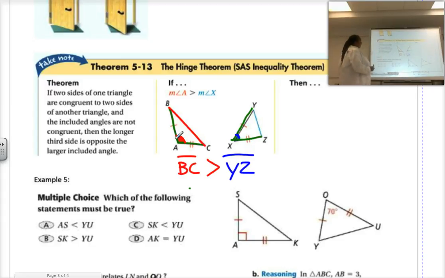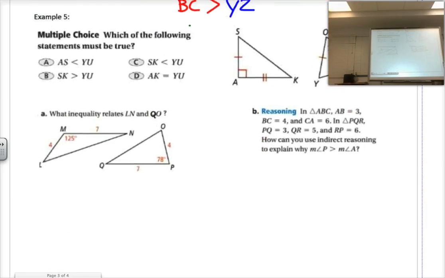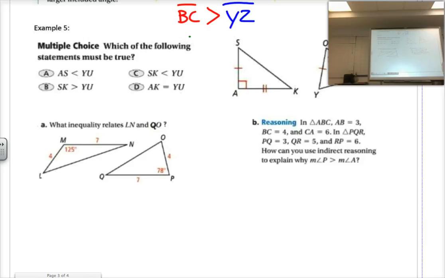So if we're solving a problem on the Hinge theorem, this one's a multiple choice. It reads, which of the following statements must be true? Okay, so what I think we should do before we start looking at the answer choices is go through and make sure that the Hinge theorem applies. In order for the Hinge theorem to apply, I have to have this side congruent to a side on the other triangle, and then another side congruent to a side on the other triangle. And then I look at the relationship between the measures of the included angle.